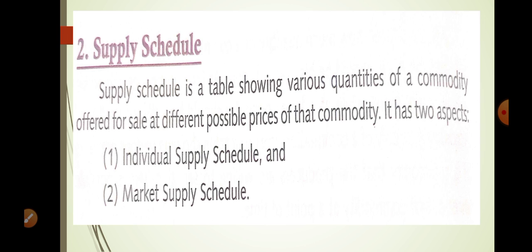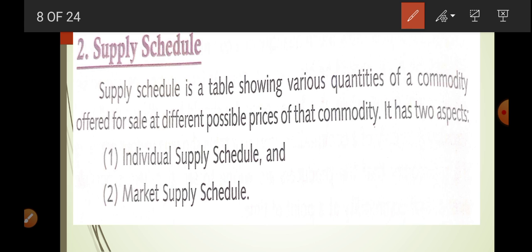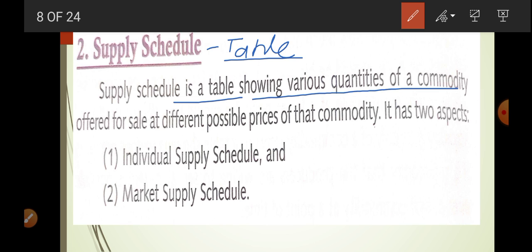Now the next topic is supply schedule. What is supply schedule? Schedule means table. It is related to a table. It is a table showing various quantities of a commodity offered for sale at different possible prices of that commodity. It is of two types, individual and market.